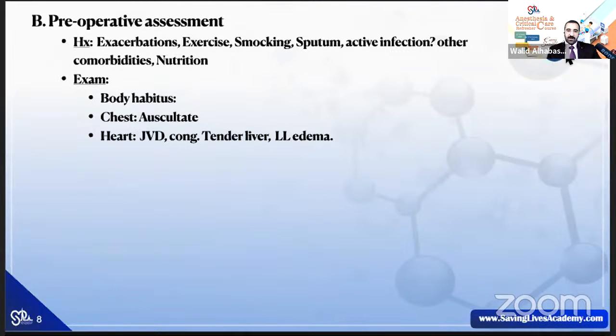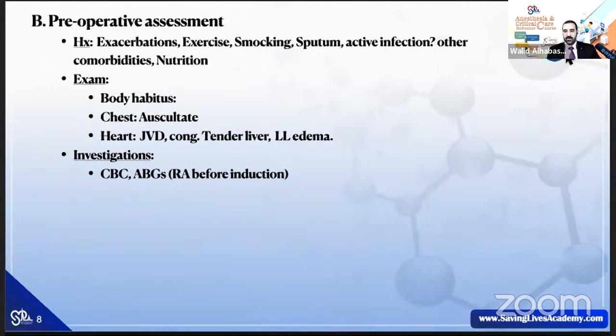Again, examine the heart well, the heart and its related organs and structures. So look at the jugular veins, look for a tender congested liver, and look at the lower limb edema. Then investigations to support your theory on whether this patient is okay to go ahead, or has a chest infection, like if you find the white cell count, as I said, high.